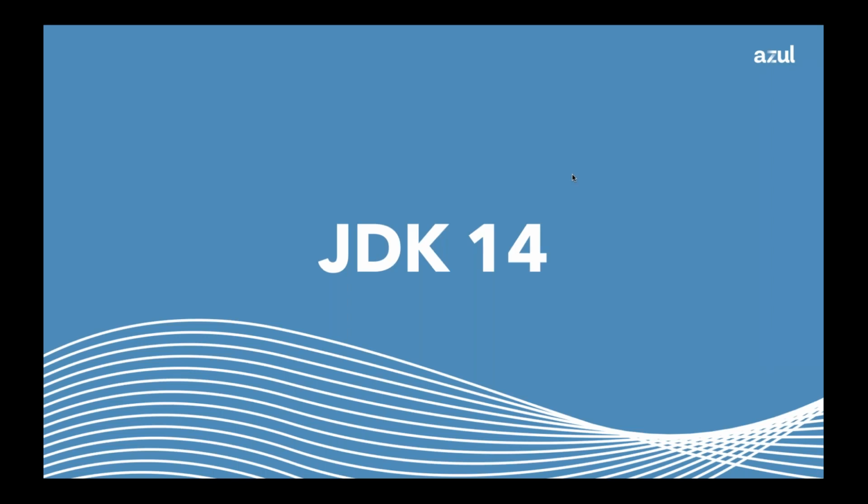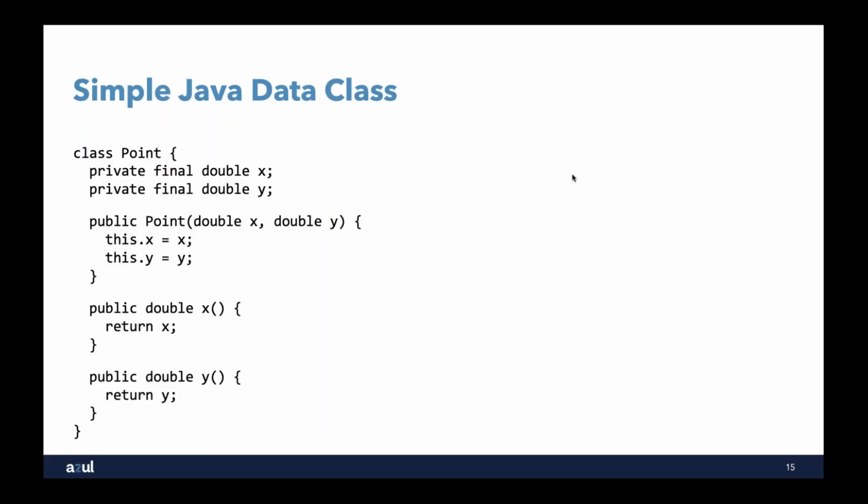JDK 14. I think from my perspective, JDK 14 was one of the best releases recently because it did introduce a number of interesting and very useful features. Let's talk about how we use data classes in Java. Often we need to encapsulate data in Java in a simple data class. So all we're doing is taking a set of values, putting them into a class, so we've got that encapsulation and access to it. Very simple example here, a class called point.